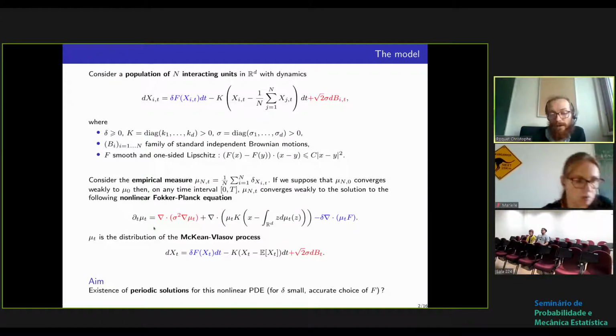In fact, in this talk I will focus on cases in which I will try to prove that this PDE here can have a periodic behavior. Of course, it will depend on the choice you make for your parameters, and in particular, on the choice of the function f you're looking at.